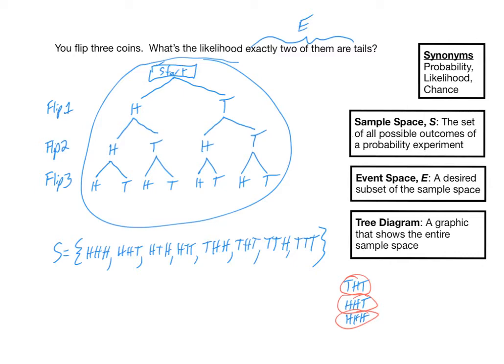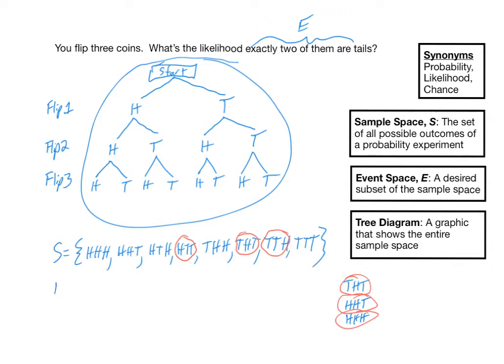If you look at the first one, heads, heads, heads, it does not have exactly 2 tails. Heads, heads, tails, the next one, does not have exactly 2 tails. Heads, tails, heads does not have exactly 2 tails. Heads, tails, tails does have exactly 2 tails. So this is one of the elements of our event space. The next one does not have exactly 2 tails. This one has exactly 2 tails. This one has exactly 2 tails. This one does not. It's got 3 tails. It's got to be exactly 2 tails according to the event E up here.